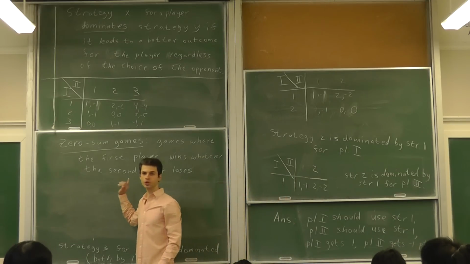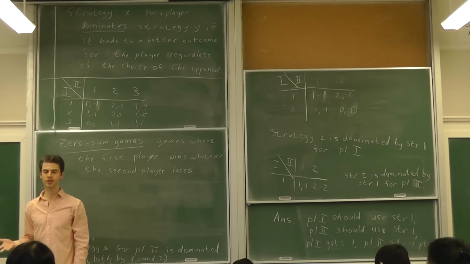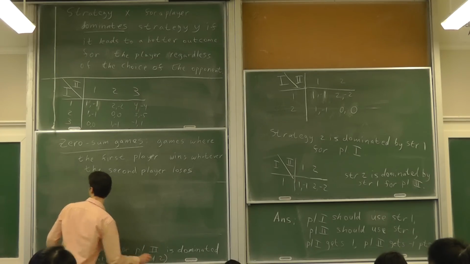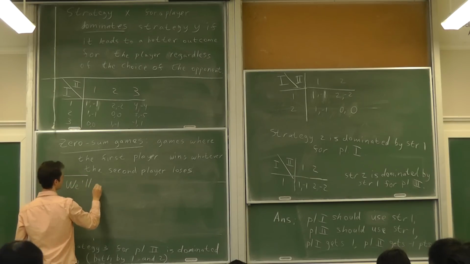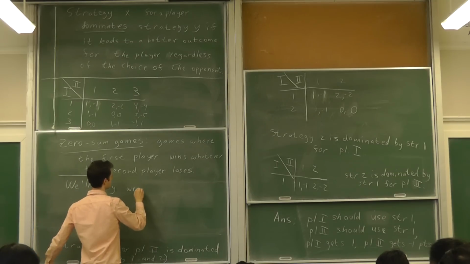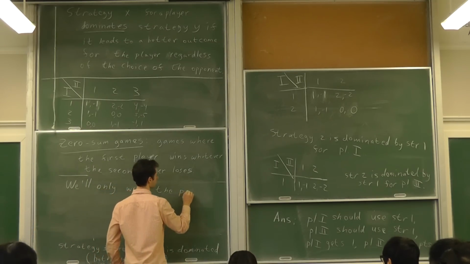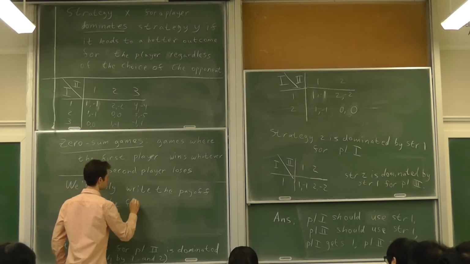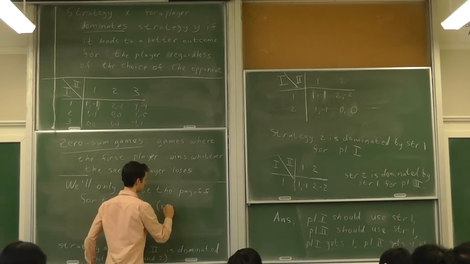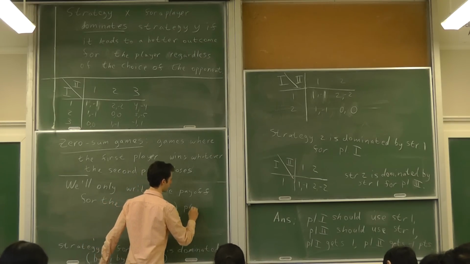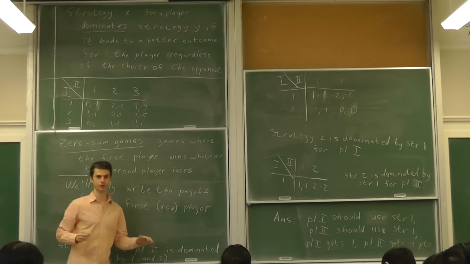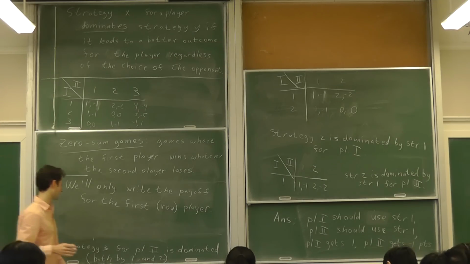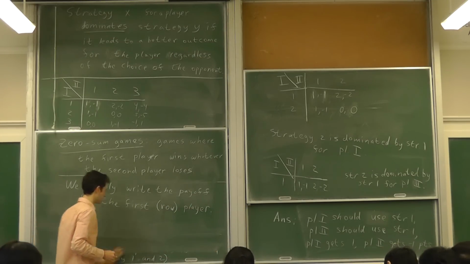And for such kind of games, we will not write down the payoff for the second player because it will be implied. We'll only write down the payoff for the first player. Sometimes we call the first player the row player and the second player the column player, just according to their position in the matrix.